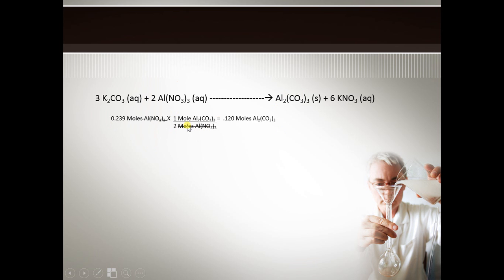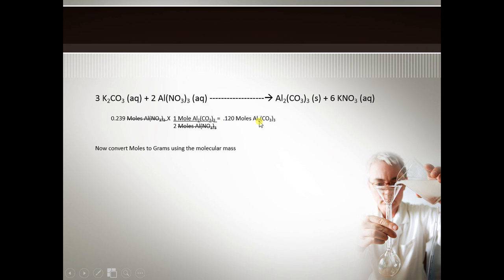Our moles cancel out. That leaves us in moles of aluminum carbonate, and we end up with 0.120 moles. Now we're not done yet because the problem asks us to have this in grams. So we now need to convert moles to grams, and to do that we need to find the molecular mass of aluminum carbonate. And all you guys should remember how to do this. Get your periodic table.